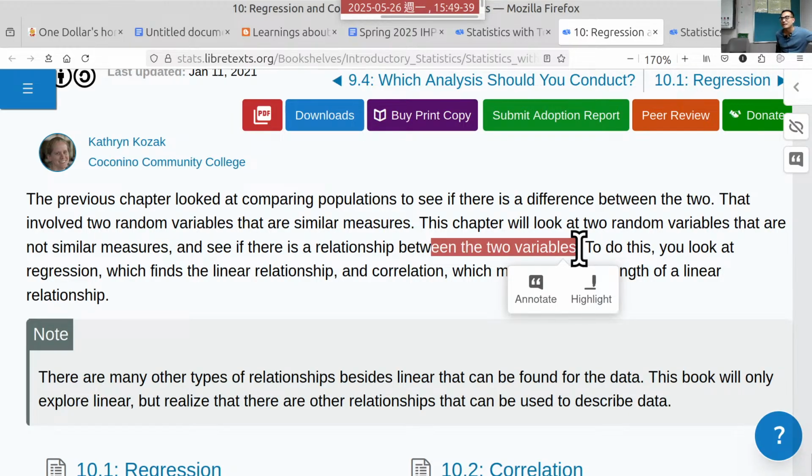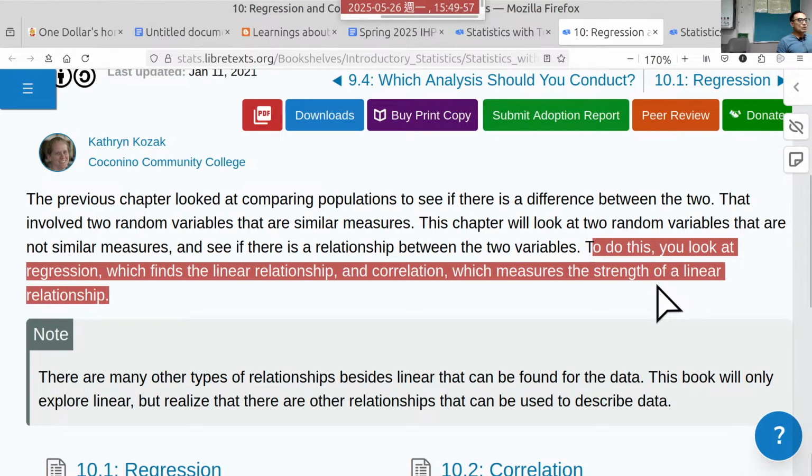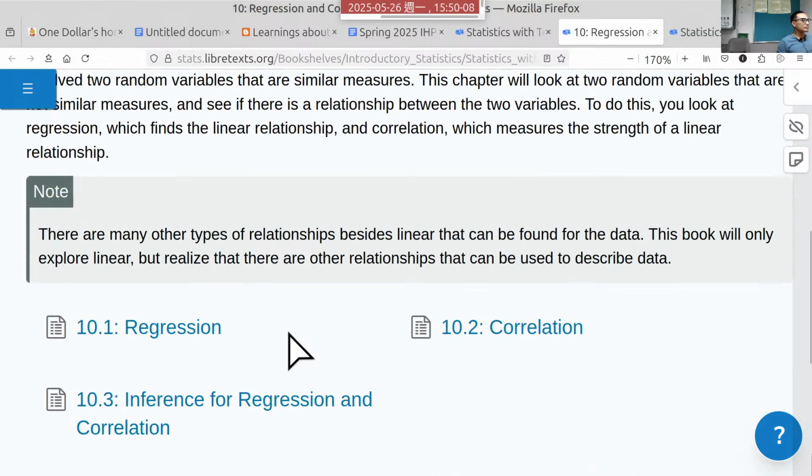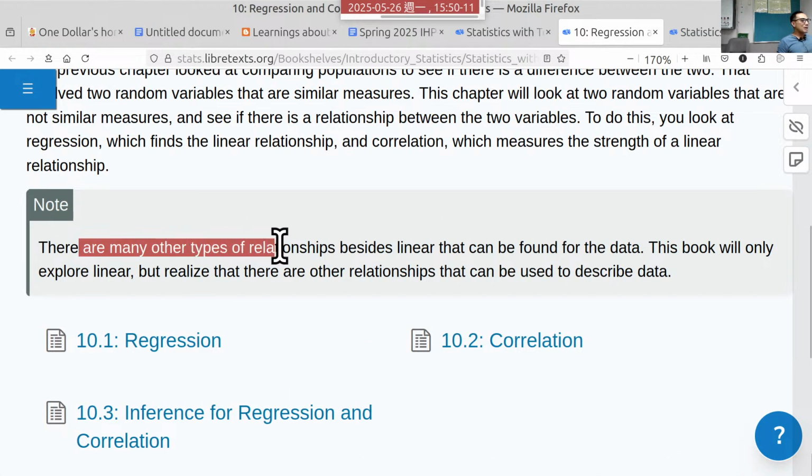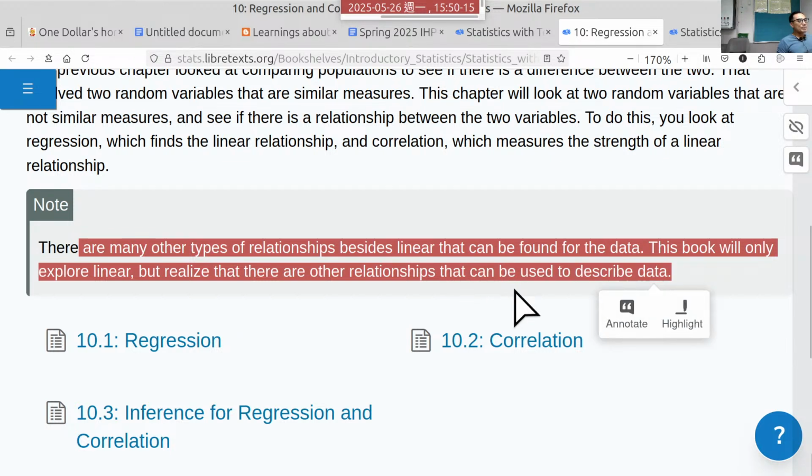Before we say that, we need scientific evidence, so after the calculation and analysis, we can say a person with higher body weight will eat more food. To do this, you look at regression, which finds the linear relationship, and correlation, which measures the strength of a linear relationship. Note, there are many other types of relationships besides linear. They can be found for the data. This book will only explore linear, but realize that there are other relationships that can be used for describing data.